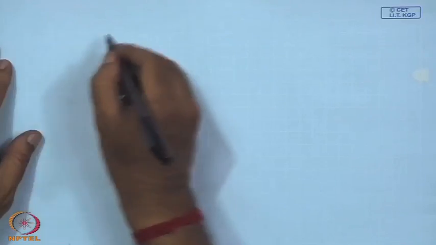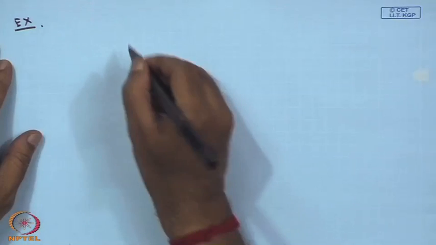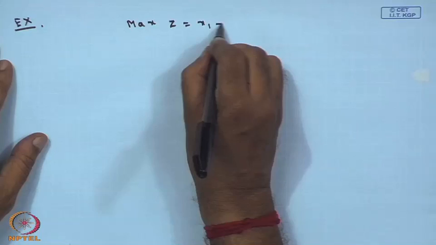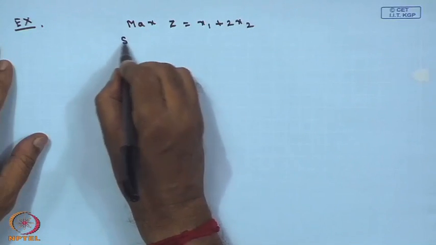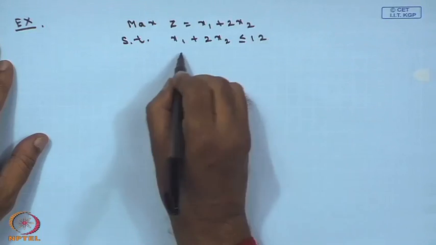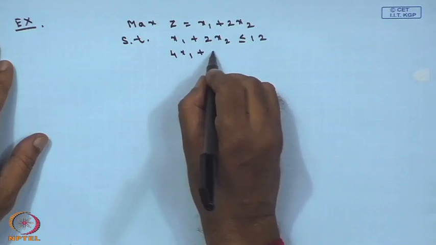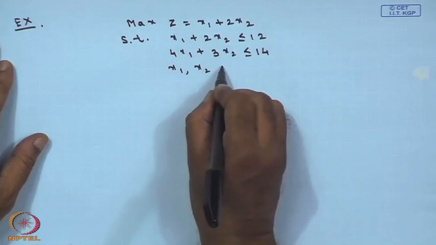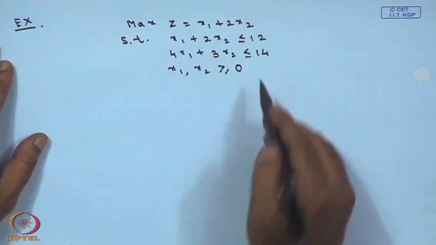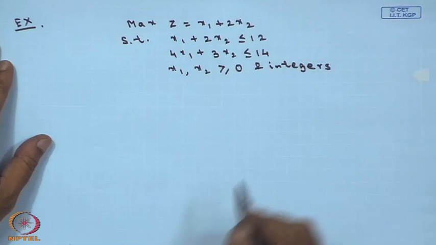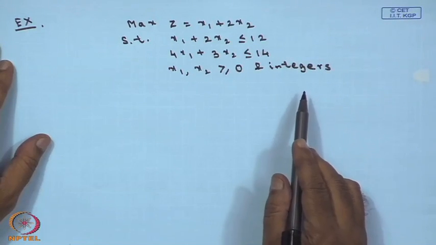Let me do one more problem on this, that also I will solve graphically, so that it becomes easy for us. Maximize z equals x 1 plus 2 x 2 subject to x 1 plus 2 x 2 less than equals 12, 4 x 1 plus 3 x 2 less than equals 14, and x 1 and x 2 both are greater than equals 0 and obviously they are integers. This condition we are imposing over here, they are integers.